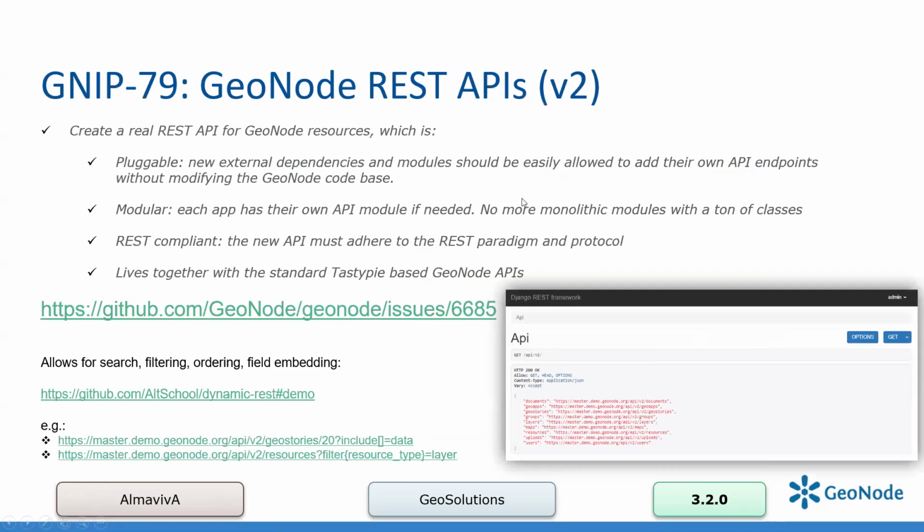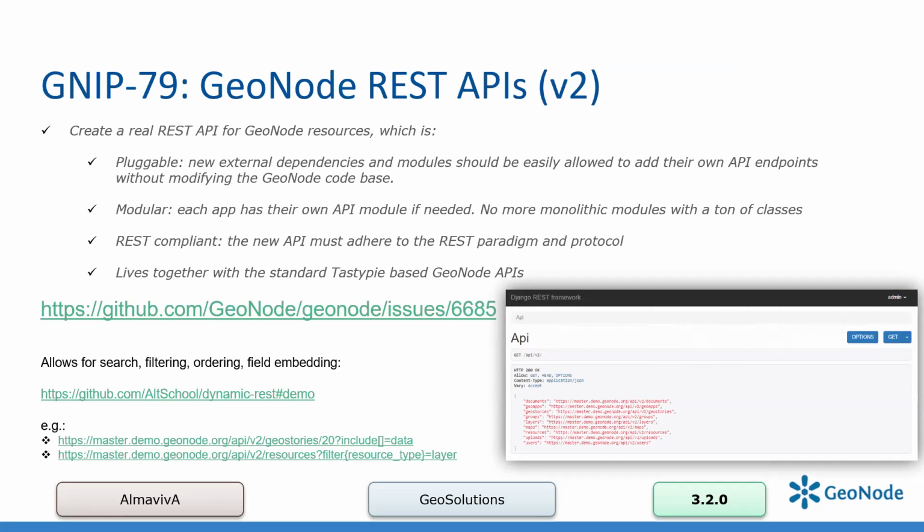Okay, so this is another big improvement which will be available with the new version: a brand new REST API, which lives along with the old Tastypie one, but it's much more powerful and performant. So we started to expose all the resources of GeoNode through an OpenAPI compliant REST API.